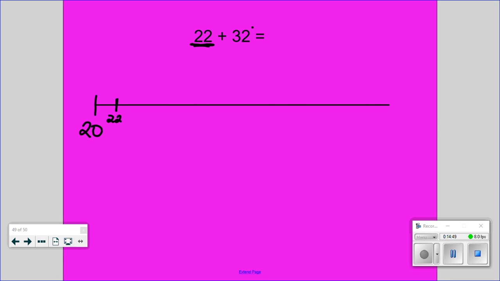I need to go 32 more spaces forward on my number line, right? Addition means I'm moving up in numbers. Now, could I count on by ones? 22, 23, 24, 25. Yes, but it's going to take forever. I don't want to take forever. I got other math to do. I got other things to do.